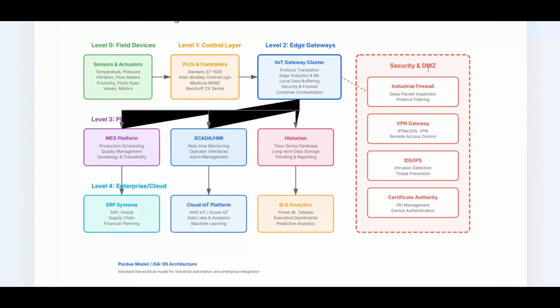And notice the security and DMZ block off to the side. Industrial firewall, VPN gateway, intrusion detection, certificate authority. This is intentional isolation. And you never expose control systems directly to enterprise or cloud networks. Segmentation is not optional, it's survival.